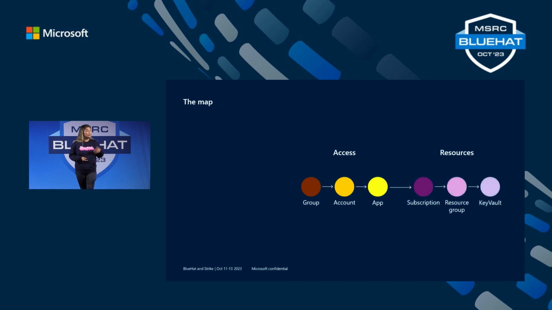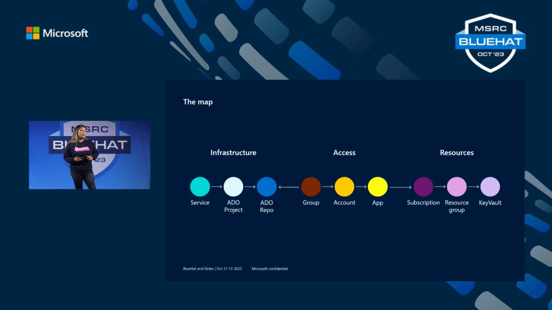And then we also map resources, because it's kind of nice to know how the world is structured around us. So things like subscriptions and resource groups and the key vaults that exist inside of those groups. Because if you work with Azure at all, you know that key vaults are awesome. We really like those.